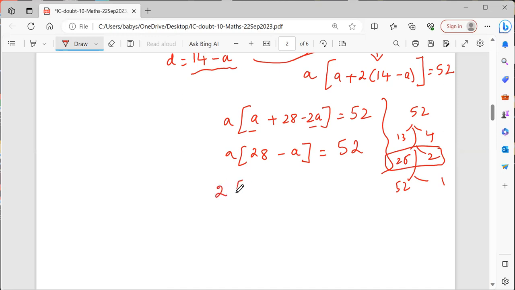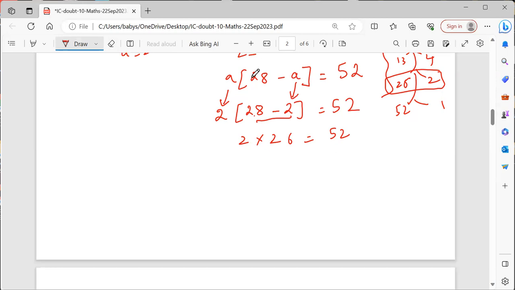So I can put A as 2. 2 into 26 is 52, isn't it? So when you compare, you're getting A as 2. So you can put A as 2. This is one way of doing it. But what if I'm not able to identify? This is just for us to do a quick fix or a cross verification. But I'll actually open this out.